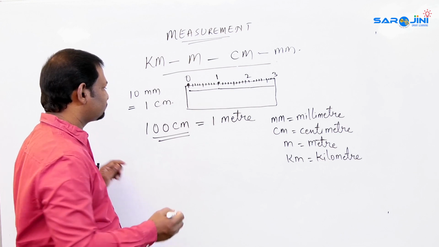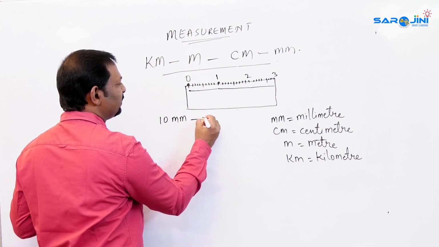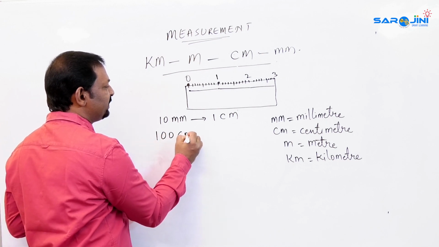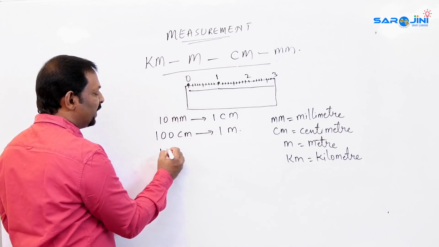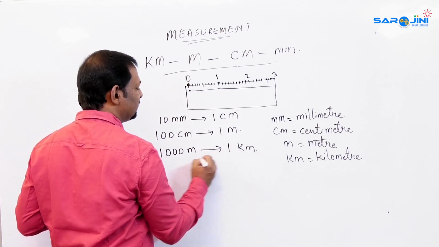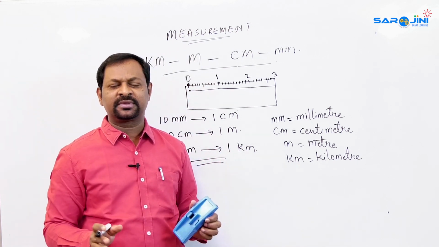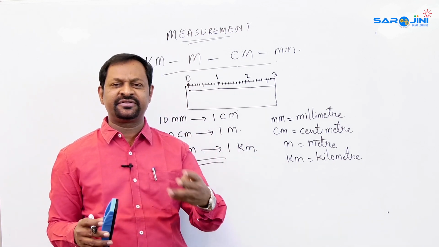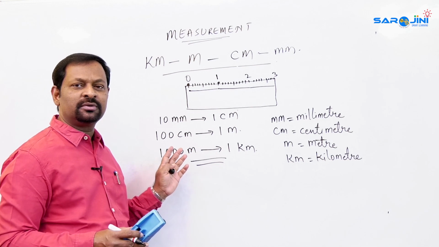Okay. Now coming to this one, as I told, 10 millimeters makes 1 centimeter. Now 100 centimeters make 1 meter. Then 1000 meters make 1 kilometer. These are the basic things each and every student has to learn. Then after that, addition of measurements, subtraction of measurements, multiplication, division, that will come. One by one we will go. So till that time, these are the basic things you have to remember.